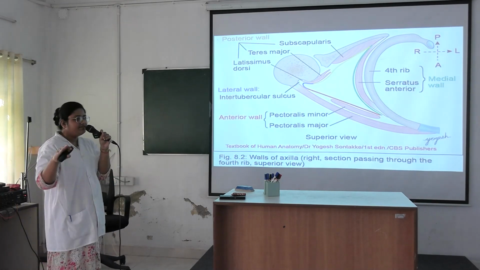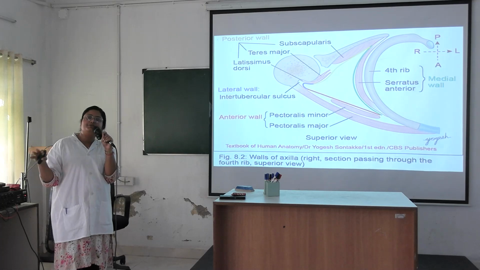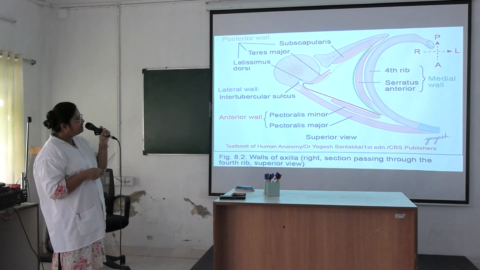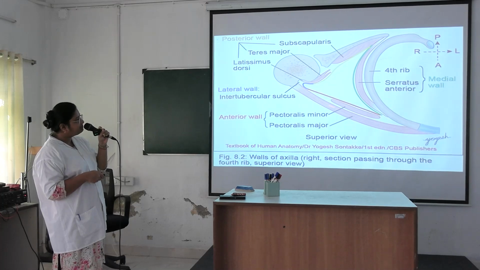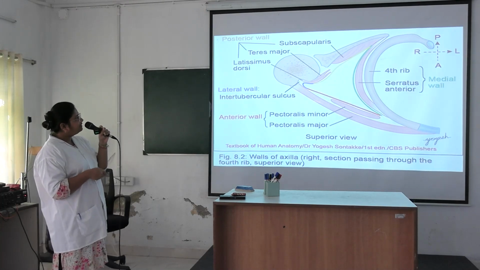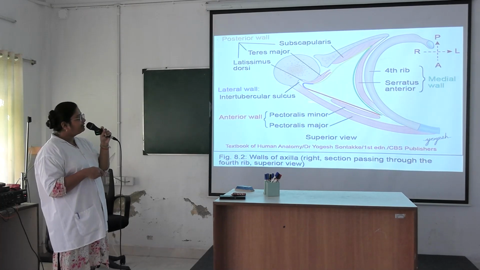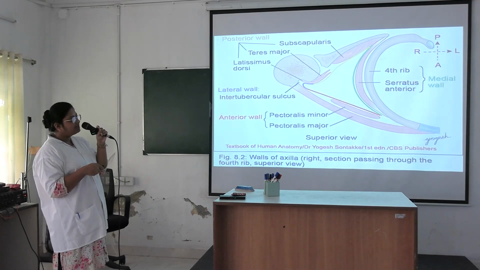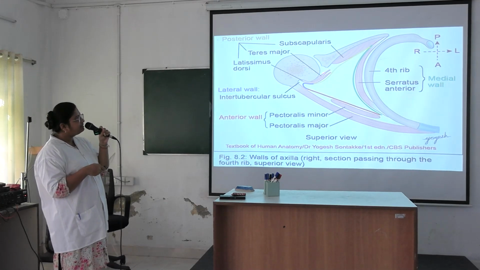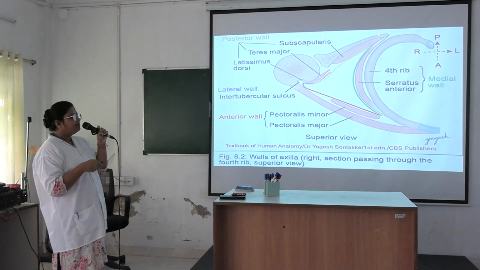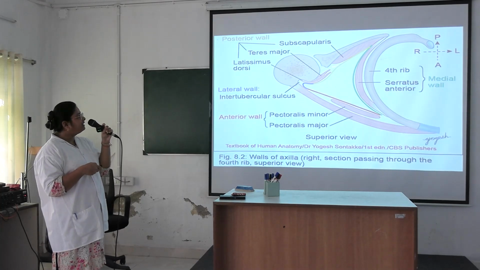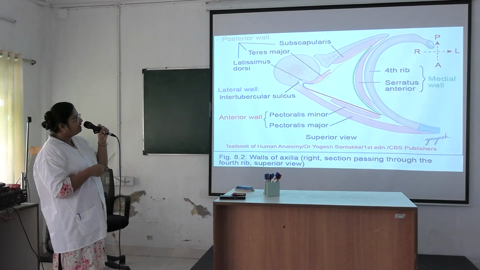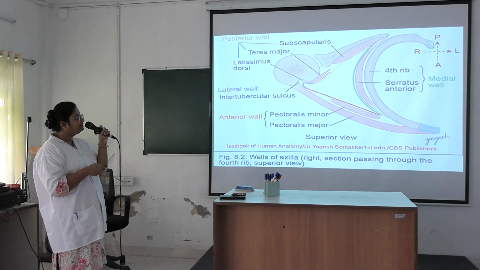See here, this is a transverse section through the axilla. Okay, here you can see this is pectoralis major, this is pectoralis minor. These are forming the anterior wall of the axilla. Here is subscapularis lying in the subscapular fossa of the scapula. This is forming the posterior wall of the axilla. And some part of the posterior wall is formed by teres major and latissimus dorsi.